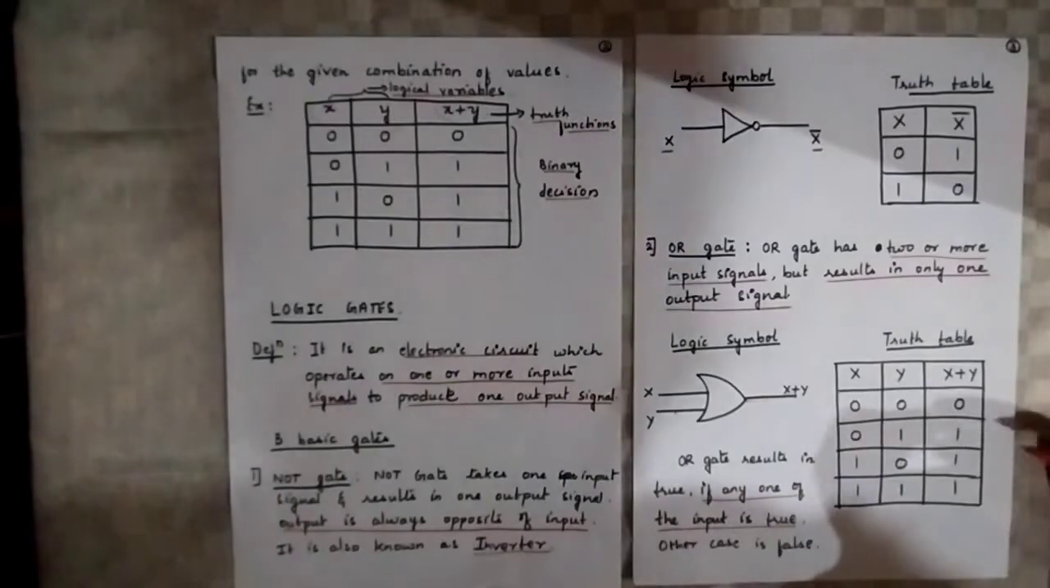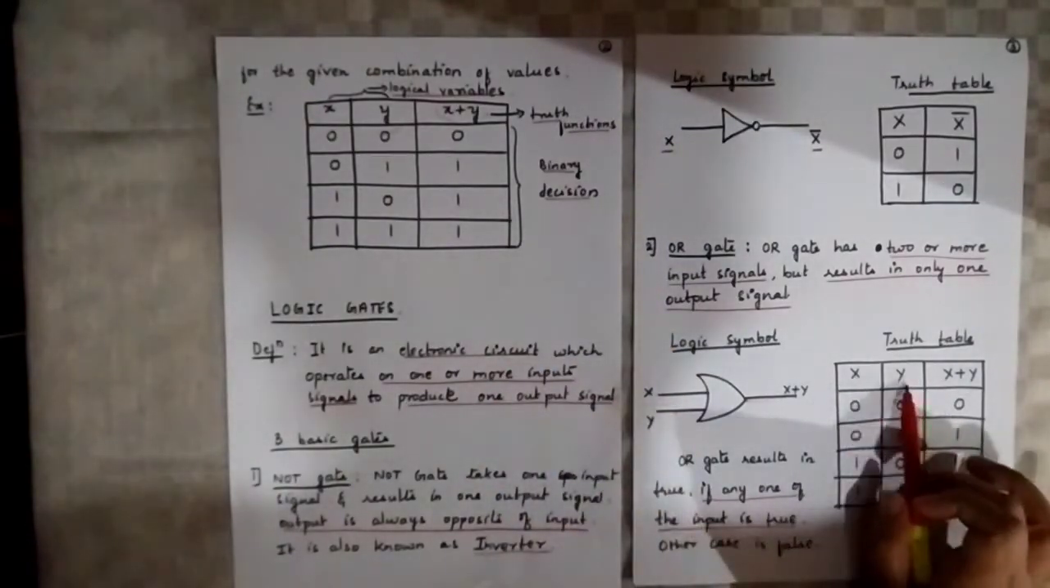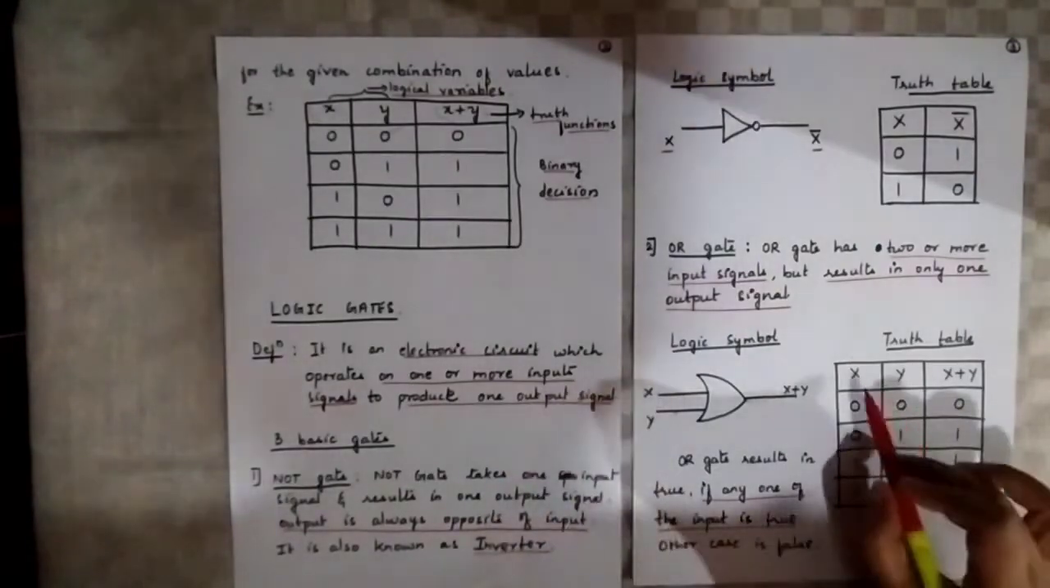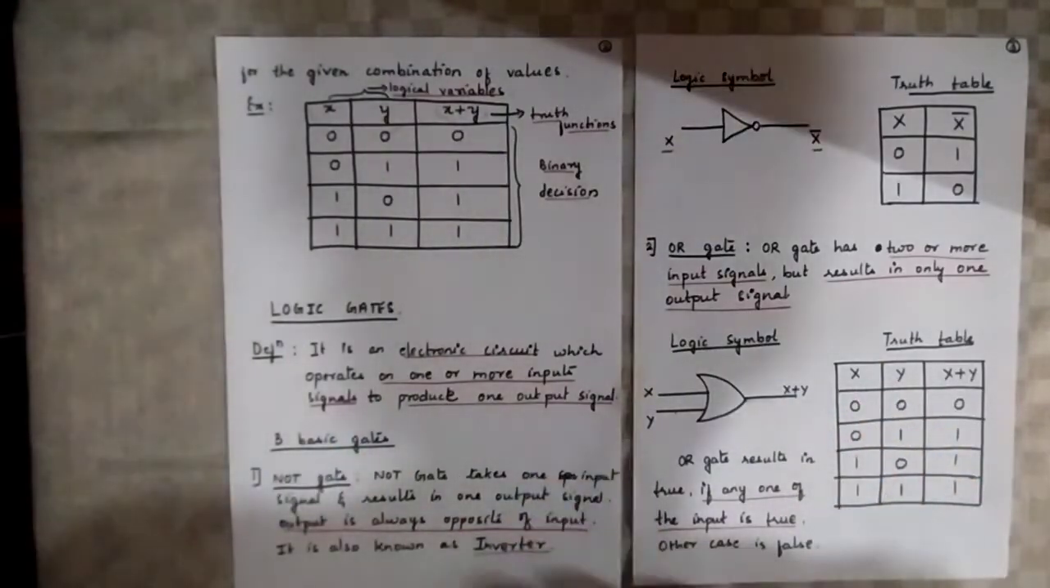Coming to the truth table, I have taken two input variables, or logical variables. If there are two logical variables, we will be getting a total of 4 combinations of values. So now let us perform the operation of the OR gate here.